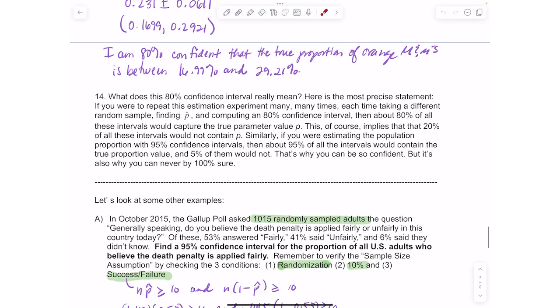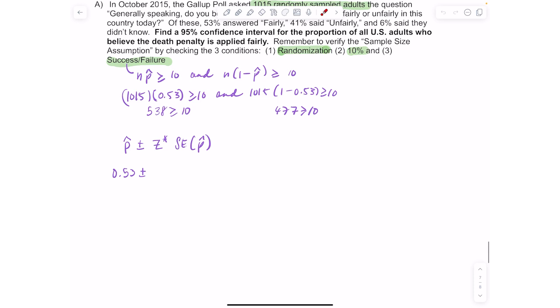So you've got 1.96. Remember, the z critical value is just the number of standard deviations away from the mean. And then the standard error, remember, is the square root of p hat times 1 minus p hat over your sample size. And in this case, the sample size is 1,015. So when I do that, my margin of error ends up being 0.0308.